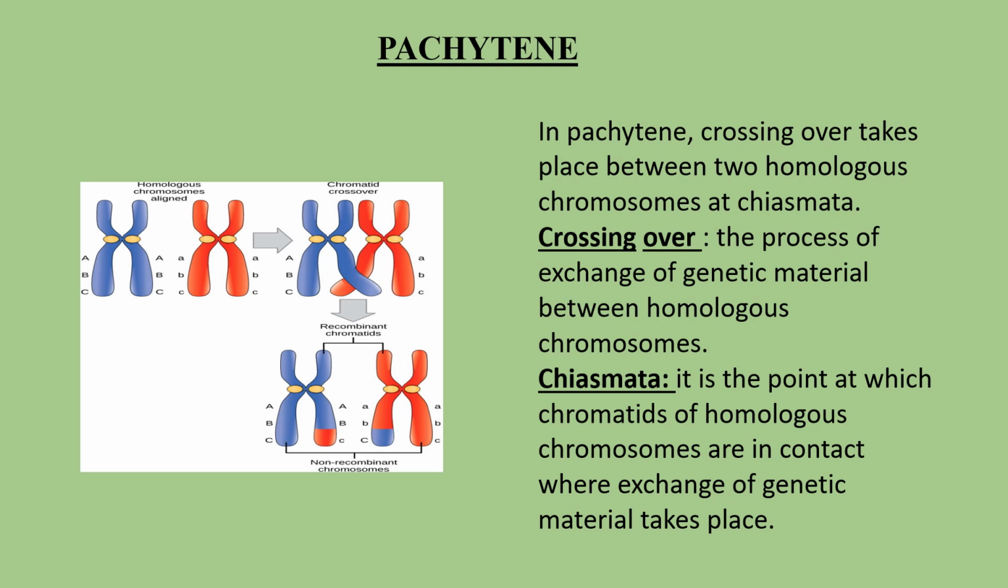As you can see in the diagram, in pachytene, crossing over between the two homologous chromosomes takes place, which is a process of mixing of genetic material between the two chromosomes. This crossing over takes place at specific points only, known as chiasmata.